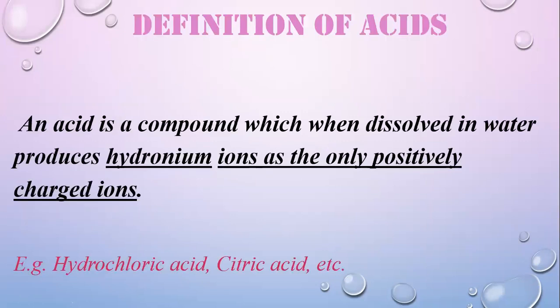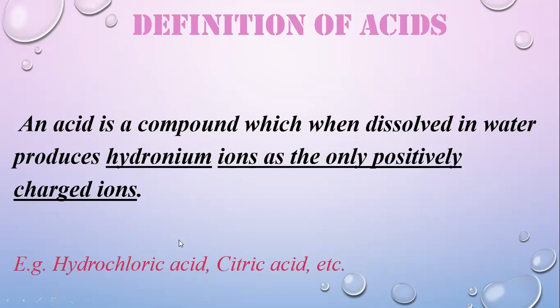Now let's go into the definition of acids. How do we define acids? An acid is a compound which, when dissolved in water, produces hydronium ion as the only positively charged ion. So if you dissolve any acid in water, it will ionize and it will result in the formation of a hydronium ion. And this hydronium ion will be the only positively charged ion. No other positively charged ions will be produced.